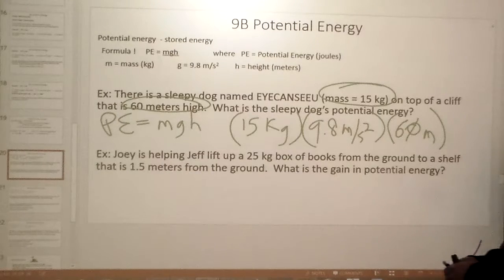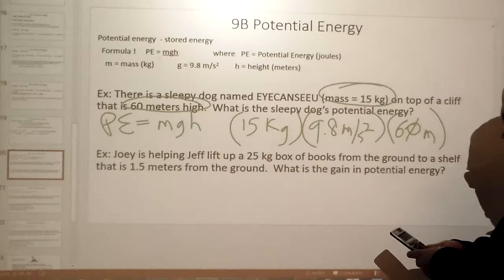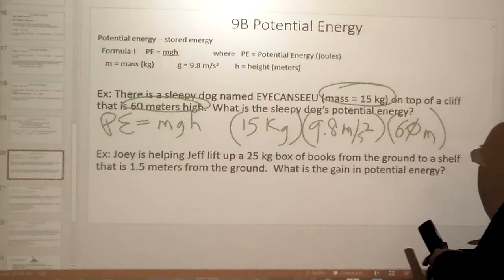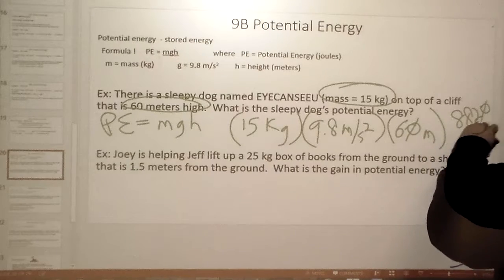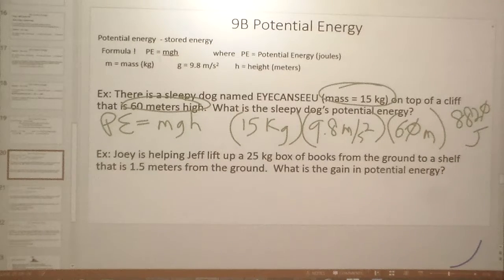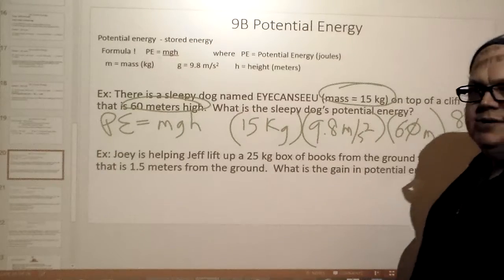So what is the sleepy dog's potential energy? So 15 times 9.8 times 60. And we walk away with 8820 joules of energy. That's what the dog has.